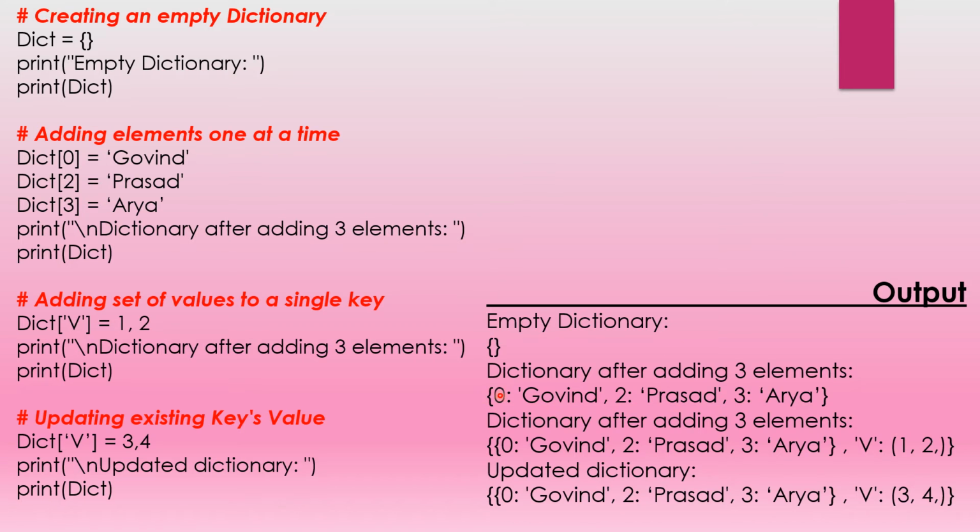The 0 is the key, then this is the value separated by a colon, this is the first item, second item, then third item, separated by commas. Now how can we add a set of values to a single key? That means a single key having different values. So it is simple, we will write the key here, and then we will assign the different values to it by separating them with a comma. So here 1 is one value, 2 is another value.